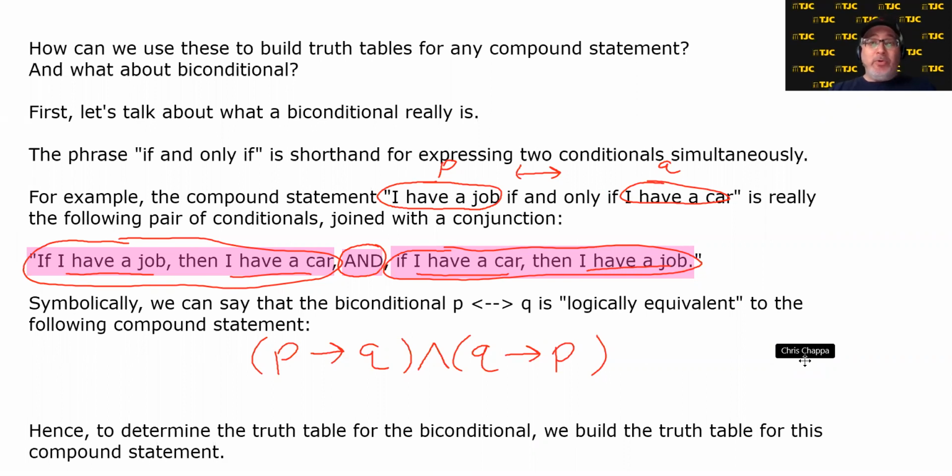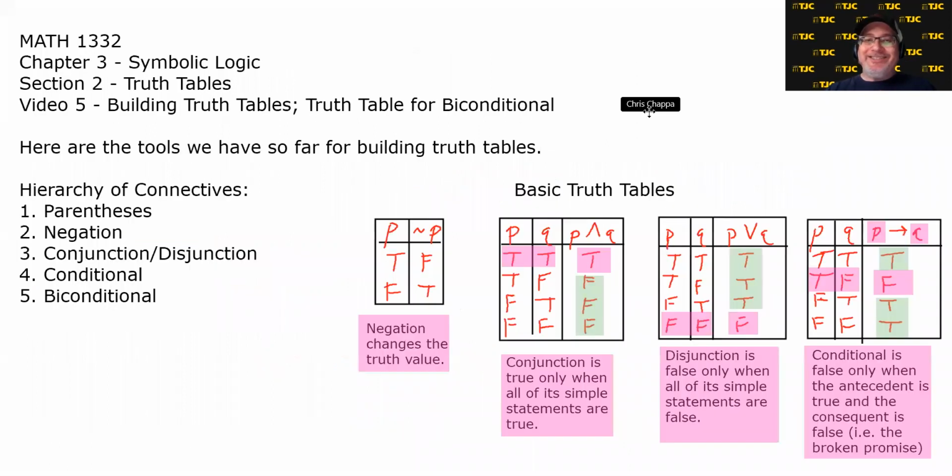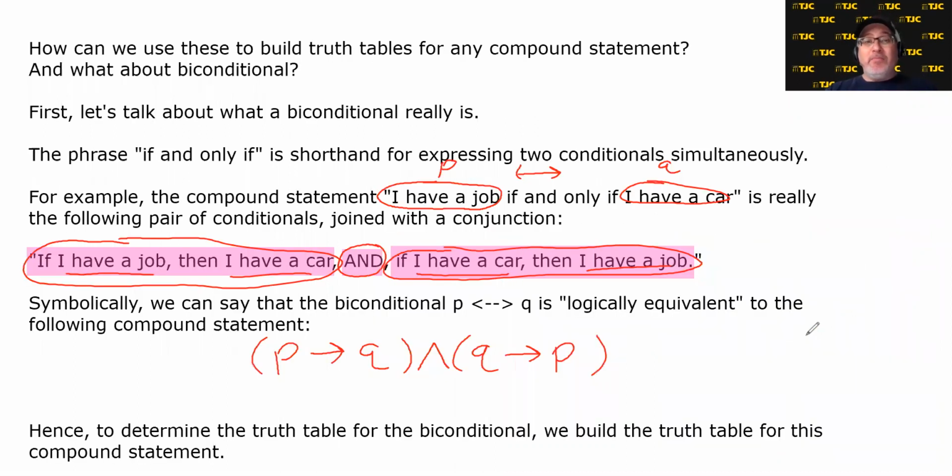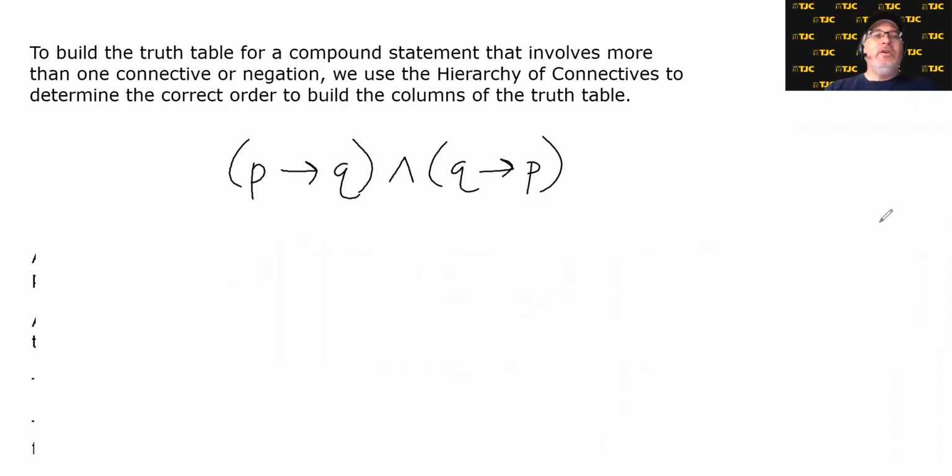Now, we haven't built a truth table for such a size compound statement. This compound statement has three connectives. It's got two conditionals and a conjunction in the middle. All of the other truth tables that we've had so far have just had single connectives in the middle. This one, let's put it in blue. This one has just a conjunction. This one has just a disjunction. This one has just a conditional. We have yet to build a truth table for something involving multiple connectives. Well, now's the time to learn how to do it.